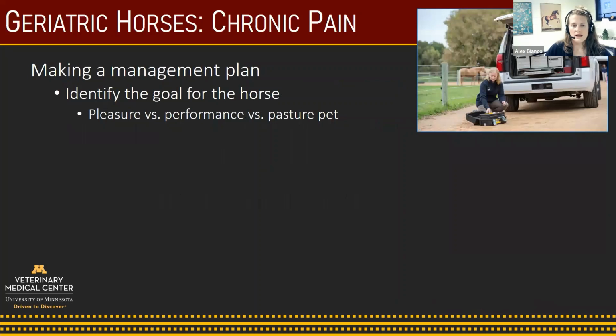When you're managing chronic pain, I think it's helpful to make a management plan. So we start with identifying the goal for the horse. Is your goal to have a pleasure horse? Is your goal to go back to performance? Or is your goal just to have a comfortable pasture pet? That is a very important conversation to have with your vet and to be honest with yourself.